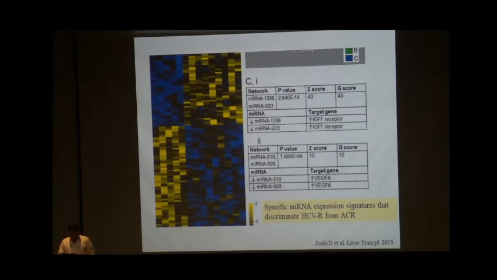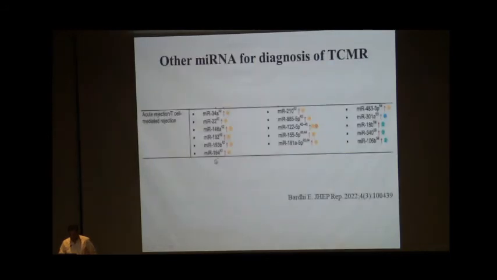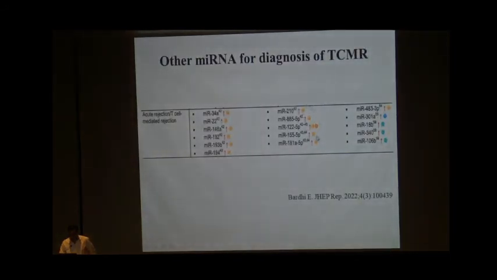An older study showed some other microRNAs which are either overexpressed or underexpressed; I won't go into that. There are several microRNAs which have been studied in serum samples. These are the ones I showed recently, 483 and 885, but there are some which have been detected in the tissues also.